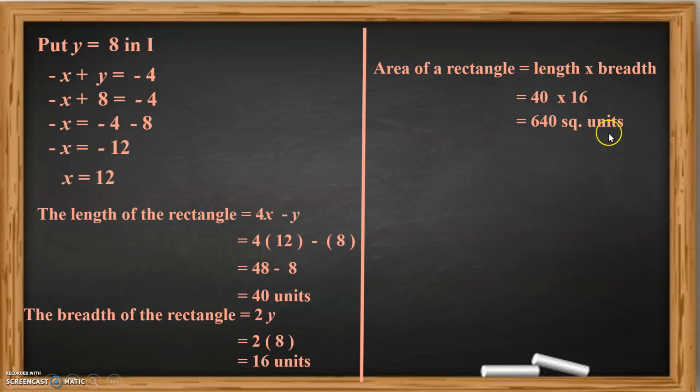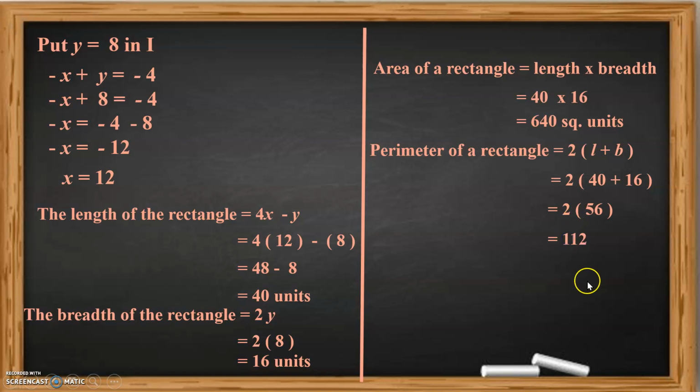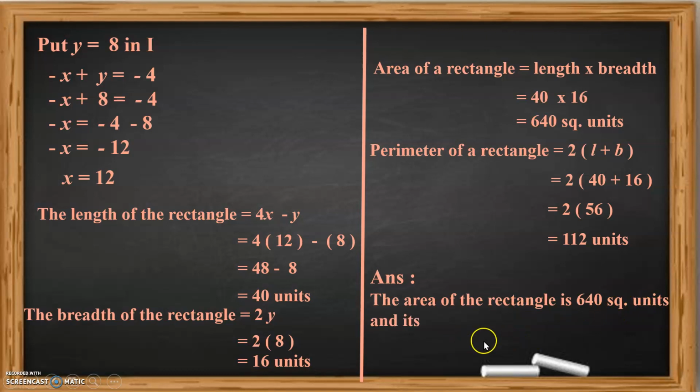It's very compulsory to write the units. Okay, now let's find the perimeter of a rectangle. It's given by 2 into (length plus breadth). Let's substitute 2 into (40 plus 16), which is equal to 2 into 56 equal to 112 units. Perimeter, the unit is only going to be units. When it is area, you have to write square units. So let's write the final answer. The area of the rectangle is 640 square units and its perimeter is 112 units.